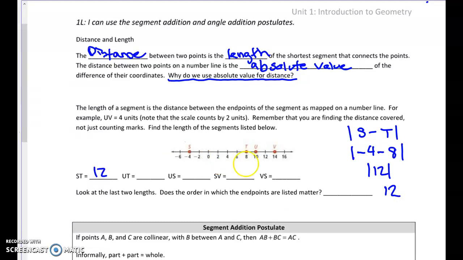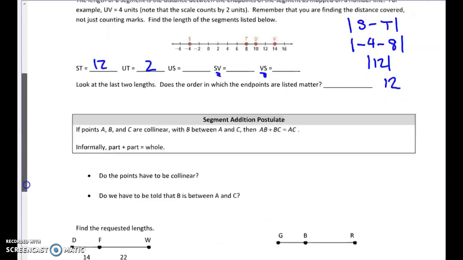If we look at the distance from U to T, that's clearly 2, because by the way, guys, that number line is counting by 2. I want you all now to go through and fill in what you think US, SV, and VS are. Oh, wait, what's that? You look at SV and VS? Do you think we should get the same answer? Take a look at it. Let's take a look at the next section.